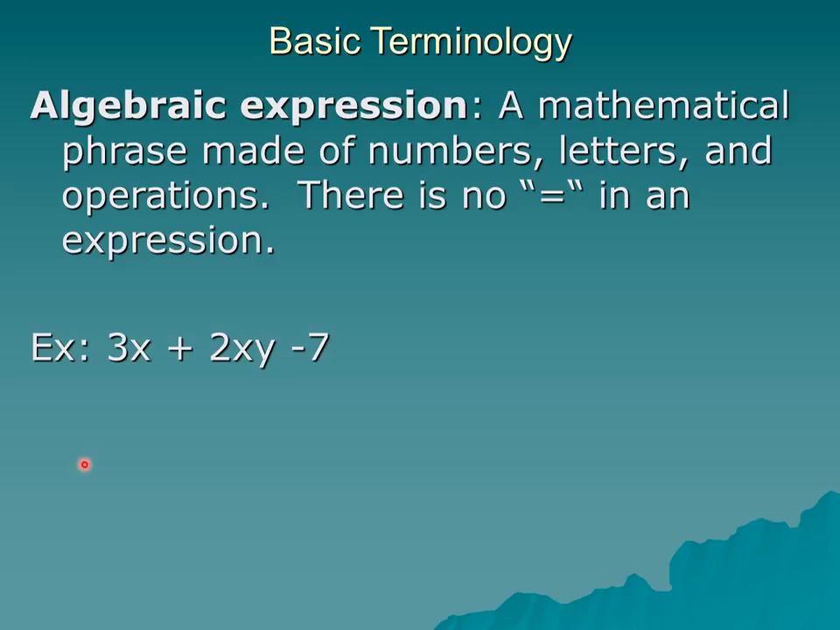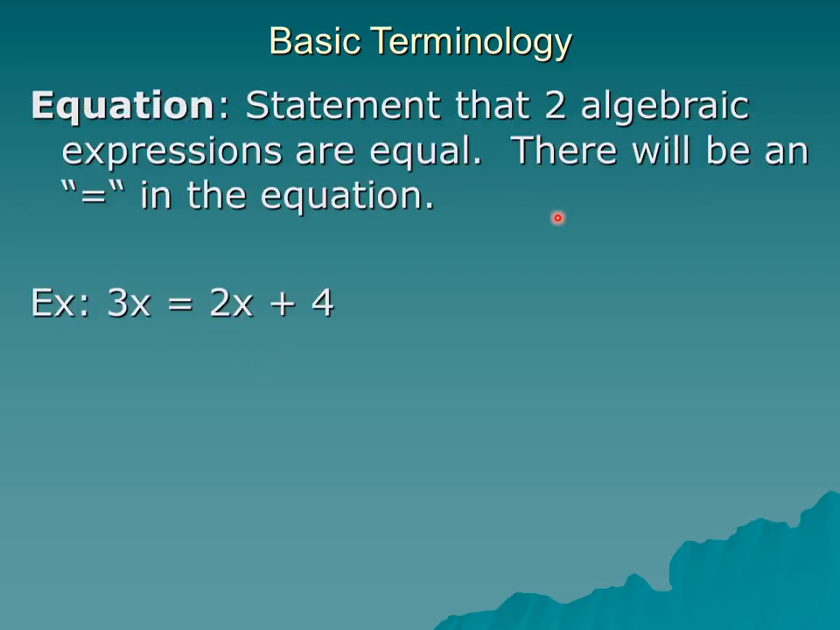So it can be something like this. For an example, you have 3x plus 2xy minus 7. As you can see, there are some numbers, there are some letters like xy, and there are some operators like plus and minus. But remember, there will be no equal sign in an algebraic expression. But if you have an equal sign, that will be an algebraic equation.